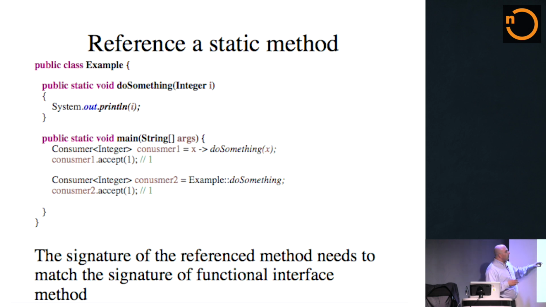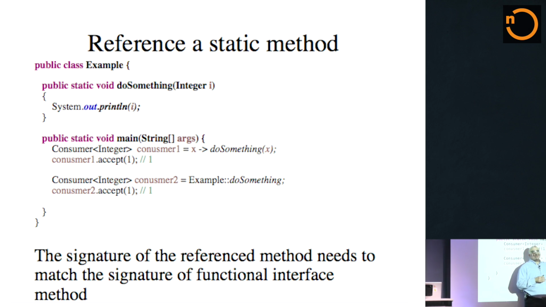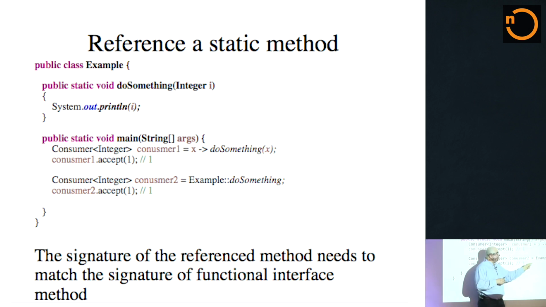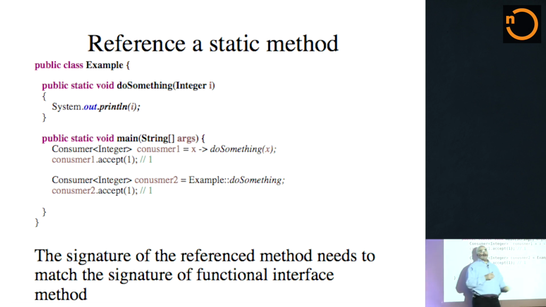Because, again, the left-hand side is the one that's specifying the method signature. The Consumer has a single method called accept, which takes a single parameter and returns nothing. Therefore, you can use a method reference for anything that has 1 parameter and returns nothing. And the parameter type must match this type right here. Because we said it's a Consumer of Integer, if we had changed doSomething to take a string, this would not compile.